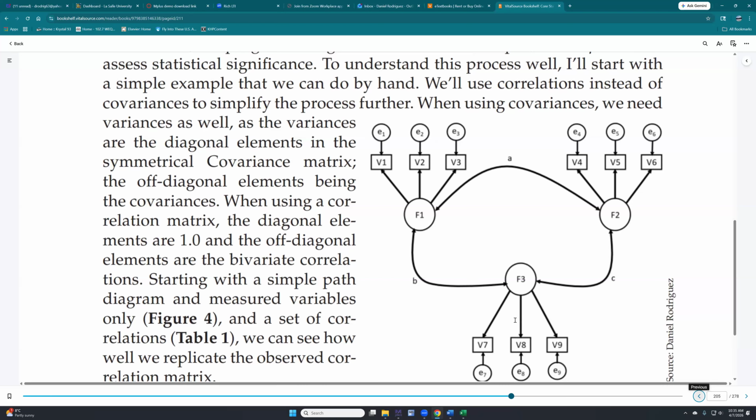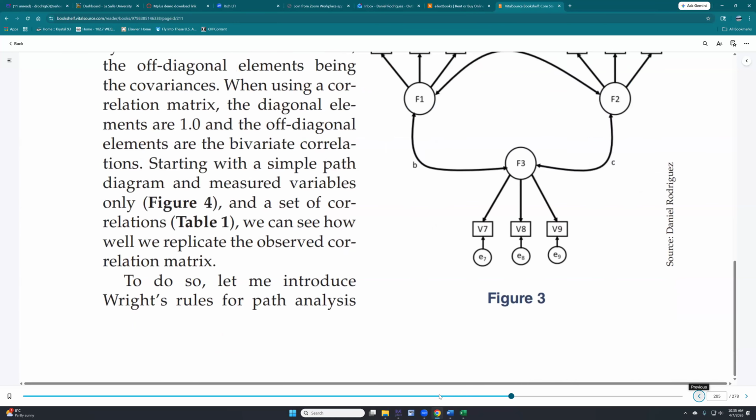So I showed you how we actually do the comparison for the chi-square difference test. And we even did an example by hand. We talked about Wright's rules, which could be fun to do. Party trick if you need, so that was fun.